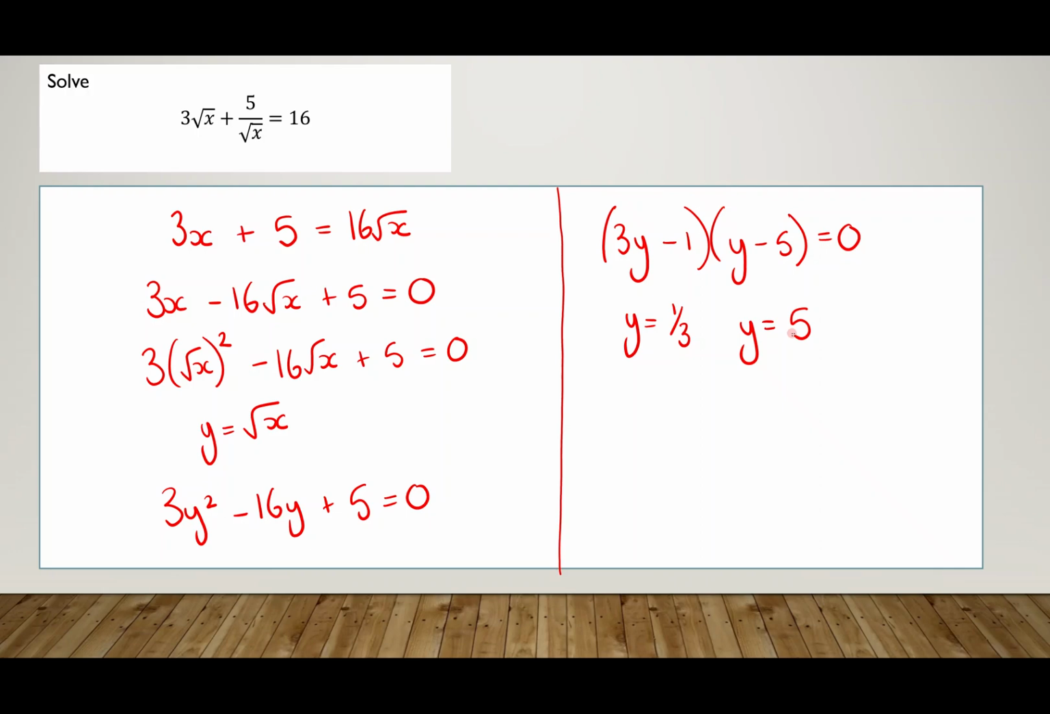So lastly, I've got to come back to my x. I'm solving a function of x. I need to end with an x. So I'm going to have root x is equal to 1/3 and root x is equal to 5. And then to finish off, to get my x equals, I'm going to square both of these to get x is 1/9 and x is 25. And once again, I could substitute these into my equation just to check that they are indeed the correct solution.